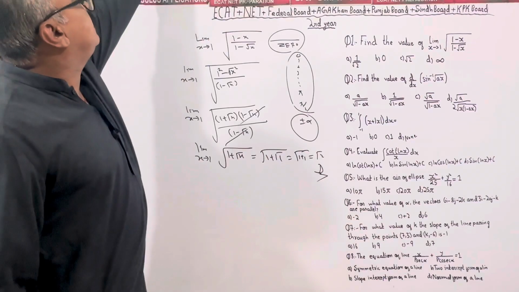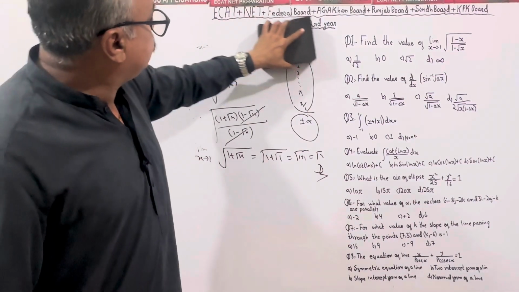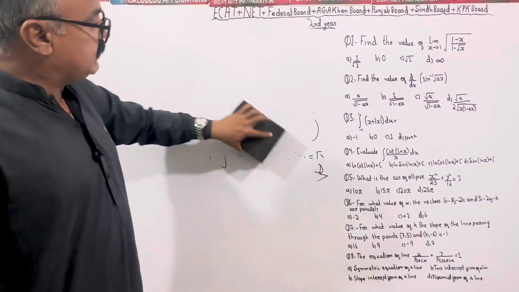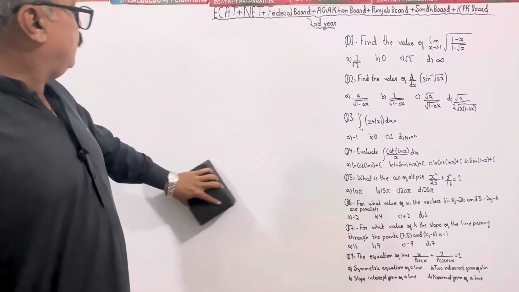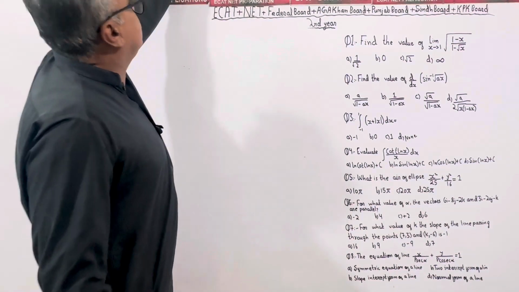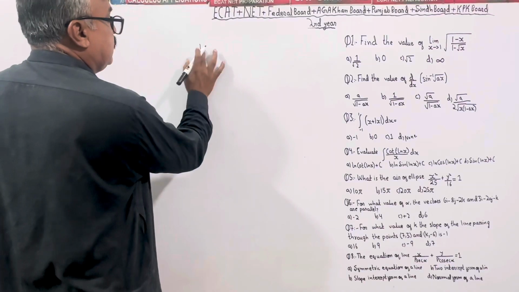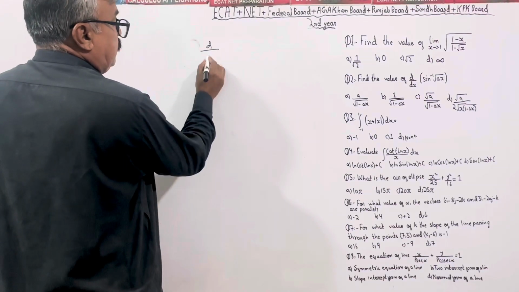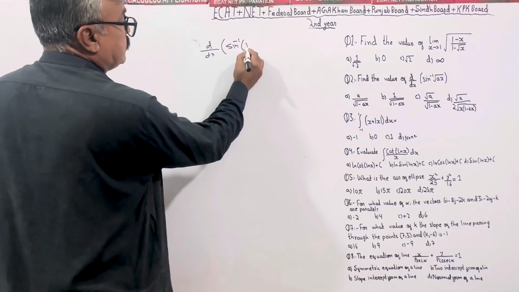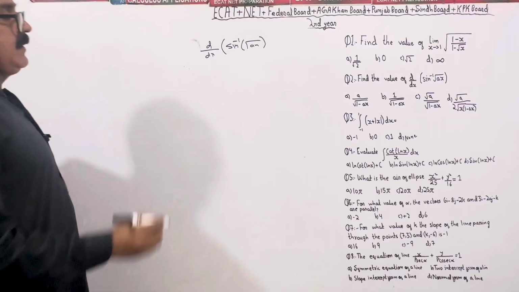Okay, moving to the second question: find the derivative of sine inverse of root ax. It's a simple one, but there's a tiny logic in that question as well. Derivative of sine inverse, or arc sine, of root ax with respect to x.